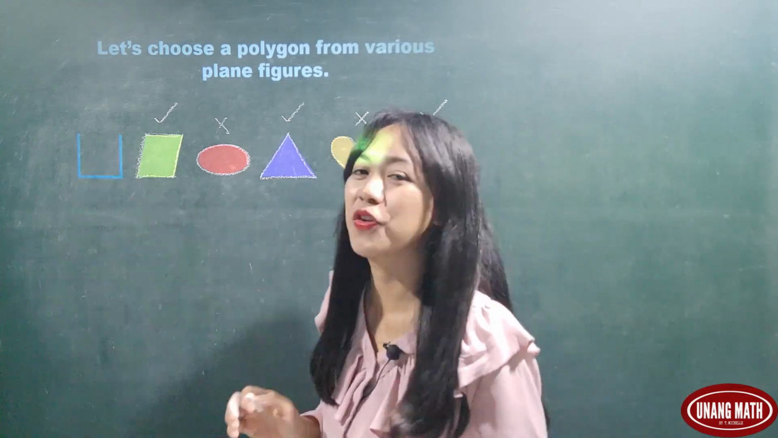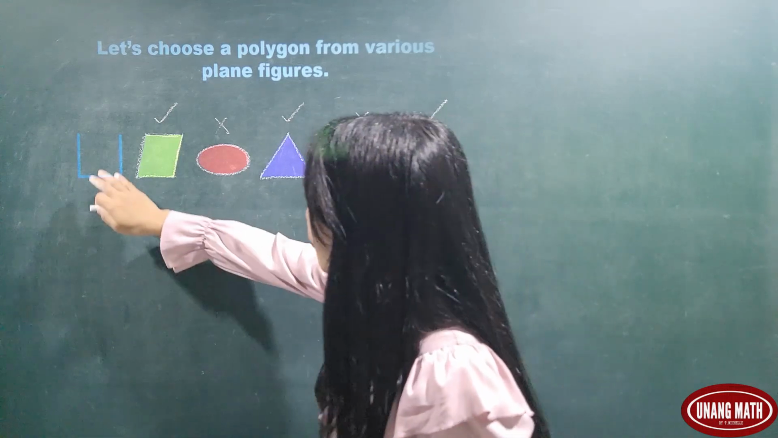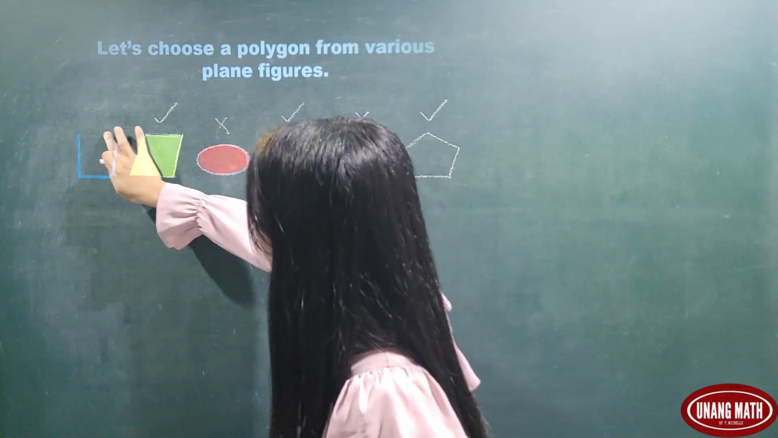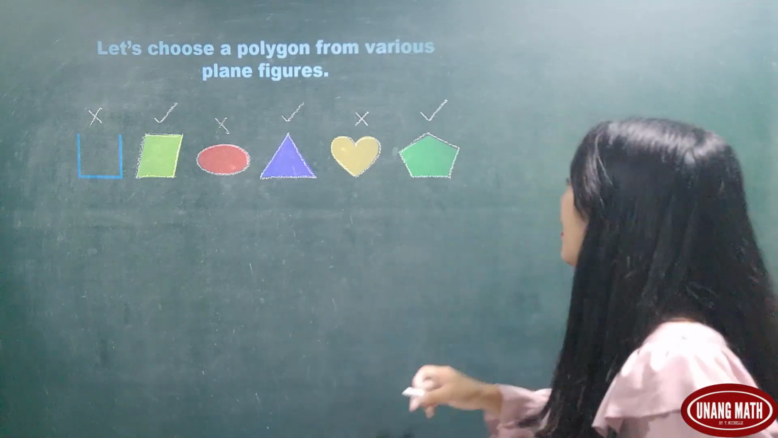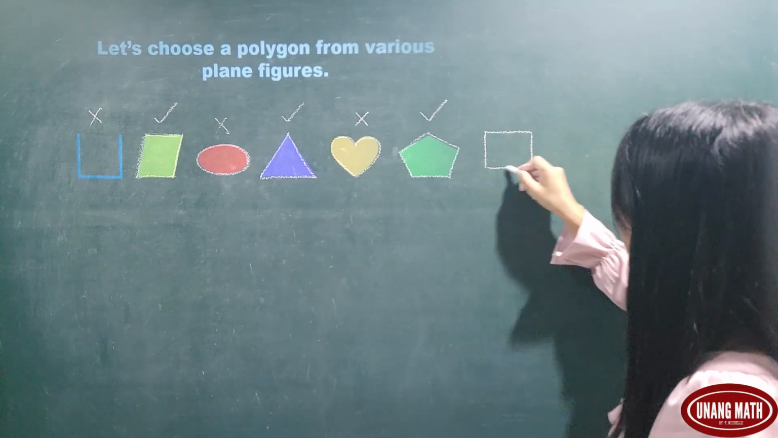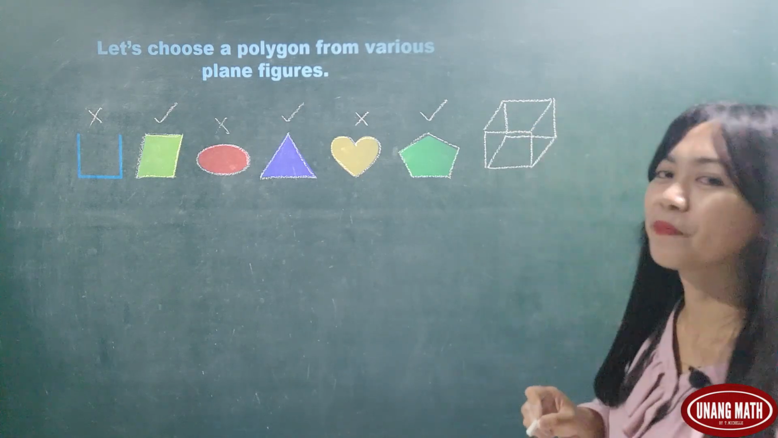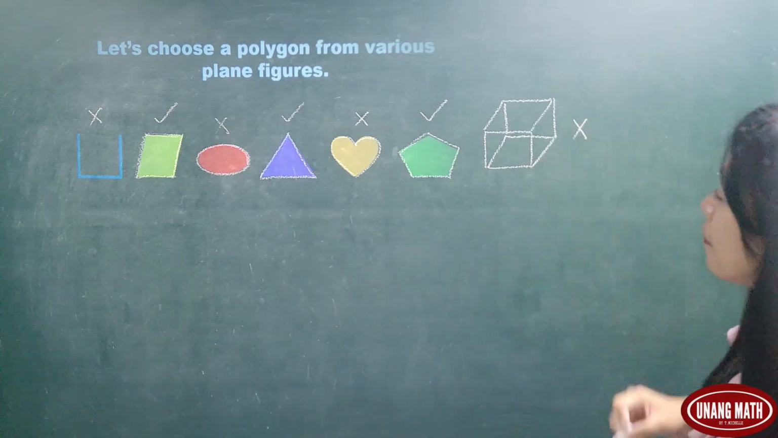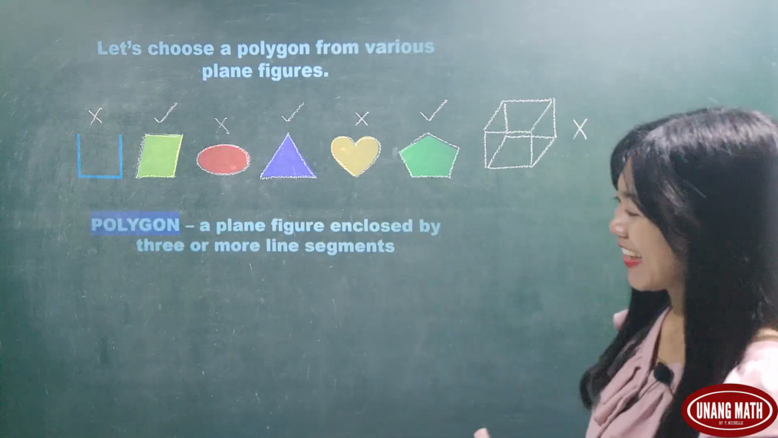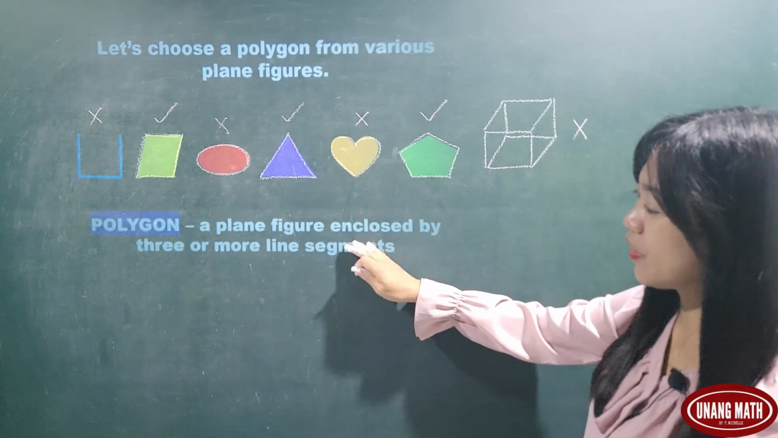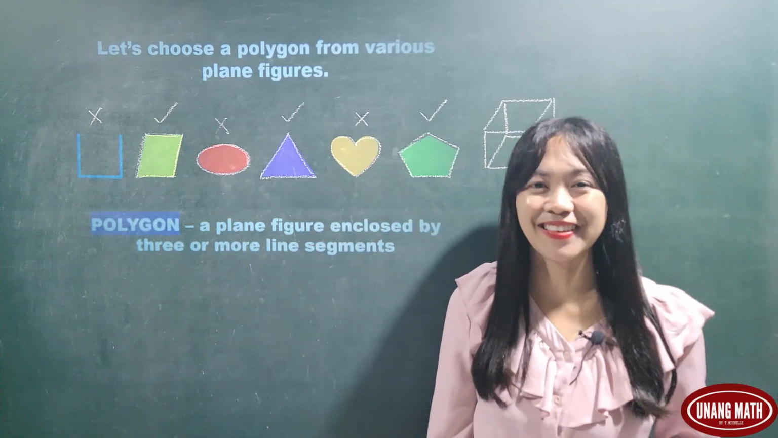Okay, how about this figure? Take note, a polygon is a closed figure. Obviously, this is not a closed figure. This is an open figure, so this is not a polygon. Okay, how about a cube? Do we consider a cube a polygon? A cube is not a polygon because a cube is not a plane figure. Again, a polygon is a plane figure enclosed by three or more line segments.